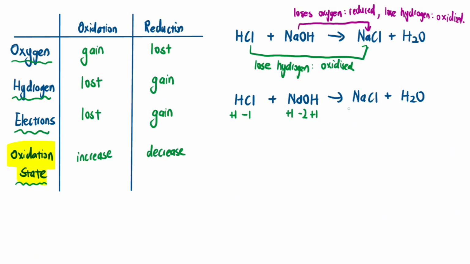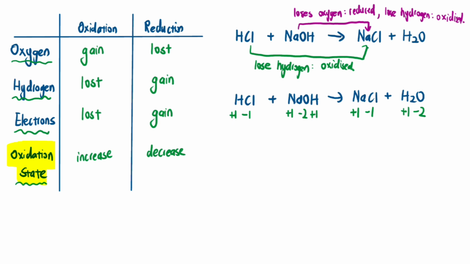Then we move on to the right, sodium chloride. The oxidation state of sodium would be +1, and for the chloride ion it would be -1. And then next for water, the oxidation state of hydrogen would be +1, and for oxygen it would be -2.